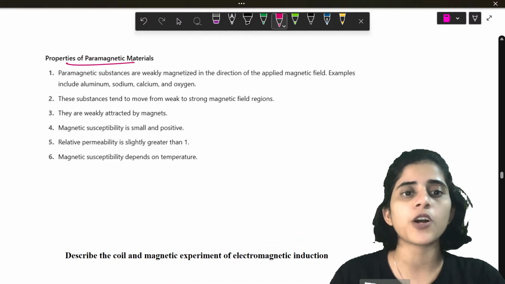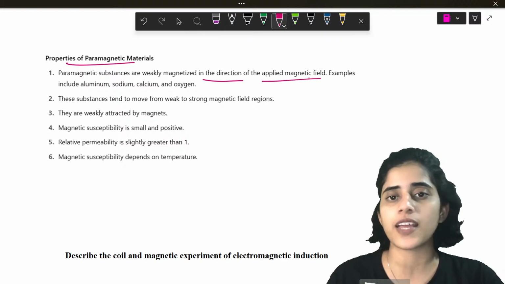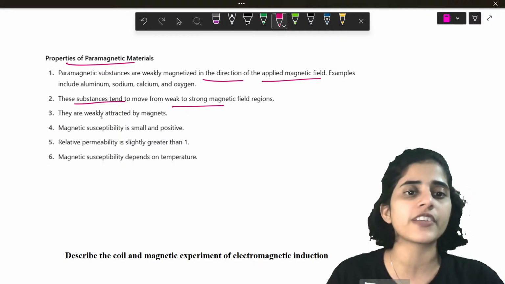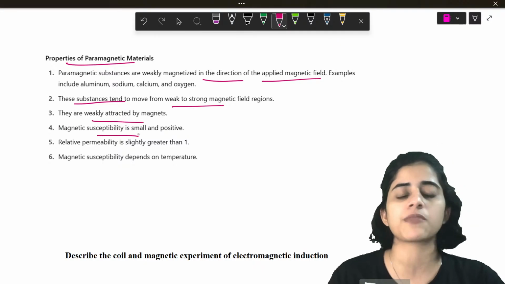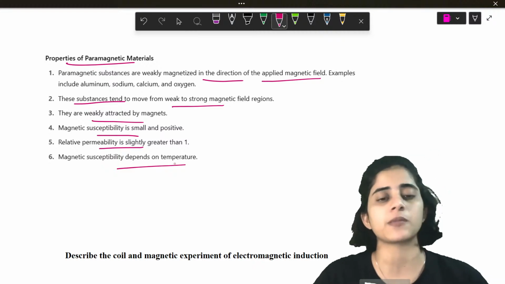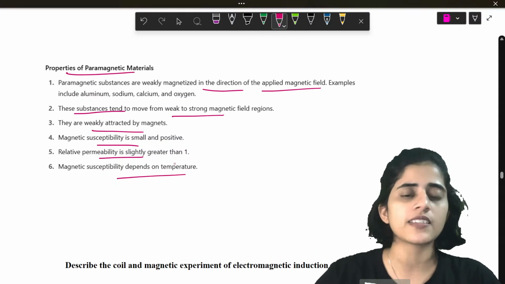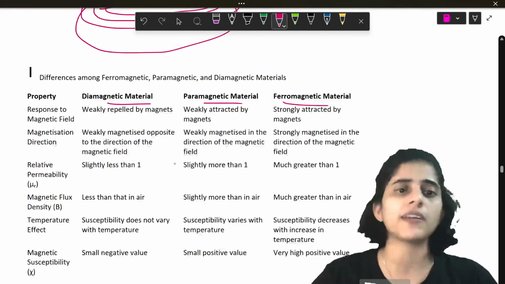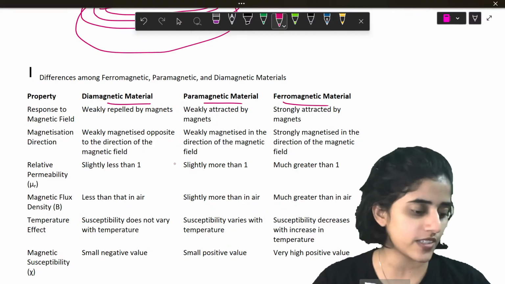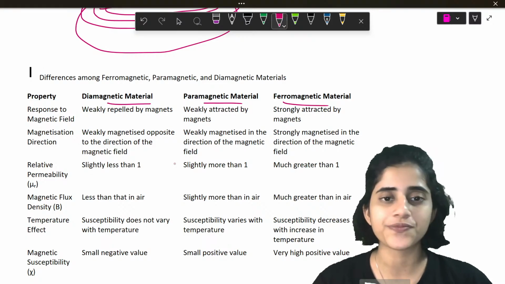Next question. Properties of paramagnetic materials. Paramagnetic substances are weakly magnetized in the direction of the applied magnetic field. These substances move from weak to strong magnetic field regions, weakly attracted by magnets, susceptibility is small and positive, relative permeability is slightly greater than 1, magnetic susceptibility depends on temperature. These are all common properties of paramagnetic materials. Same thing that we've discussed here as well. I mean, we've not discussed, I've put it in straightforward points. You can just write it down. Okay?